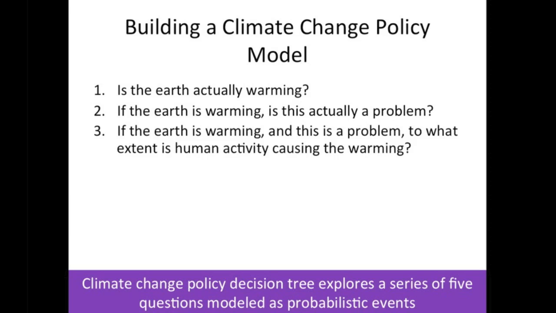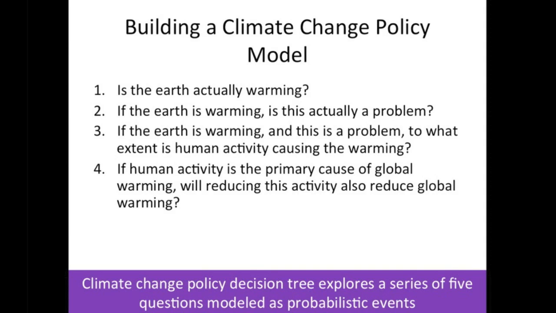Question number 3, if the Earth is warming, and this is a problem, to what extent is human activity causing the warming? This question gets at the heart of the issue. Many environmental activists assume that human activity, that is, the burning of fossil fuels and other activities that generate carbon dioxide and other so-called greenhouse gases, is the primary cause of global warming, while others believe that warming is a natural, cyclical phenomenon primarily caused by solar cycles and the eccentricities of the Earth's axial tilt and orbit.